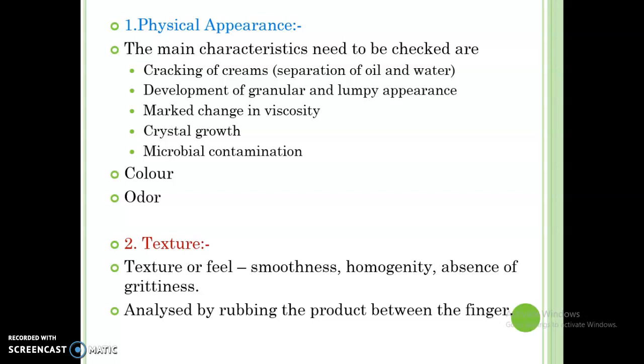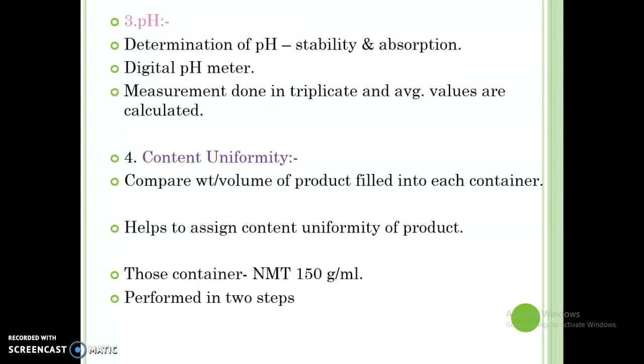Texture is evaluated for smoothness, homogeneity, and absence of grittiness, and that can be done by rubbing the product between your two fingers. So it is very easy to find out the smoothness and homogeneity. Next parameter is pH.